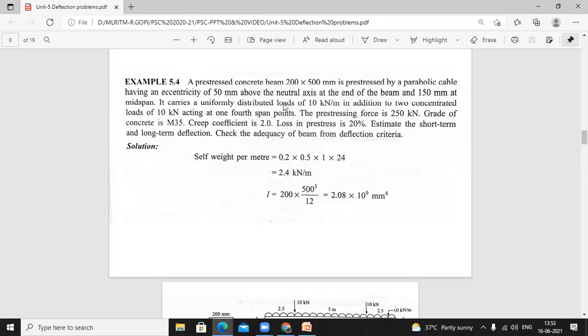And it carries a UDL load of 10 kilonewton per meter, in addition to two concentrated loads of 10 kilonewton acting at 1/4 of the span point. So the span of the beam is divided into 1/4. Okay. Next, the prestressing force is 250 kilonewton. Grade of concrete is M35. Creep coefficient is 2. Loss in prestress is 20%. So estimate the short-term and long-term deflection. Check the adequacy of the beam from the deflection criteria.